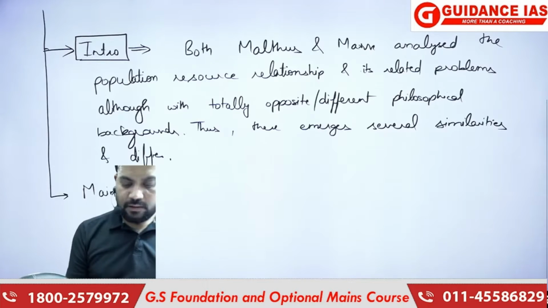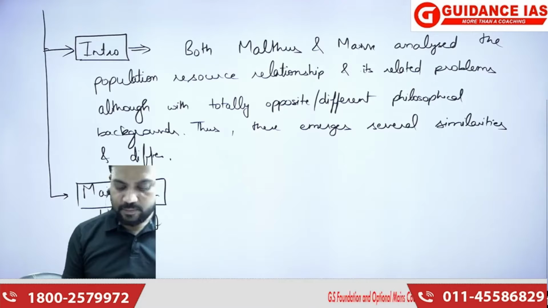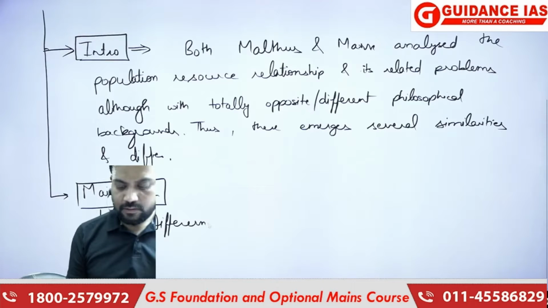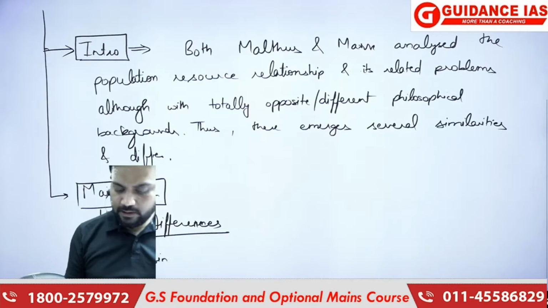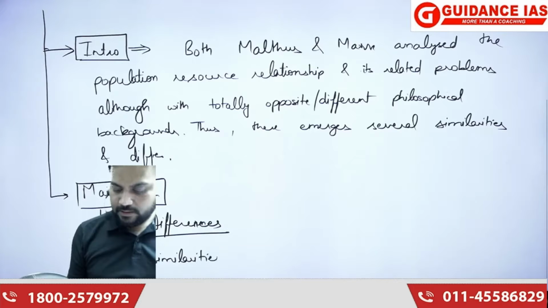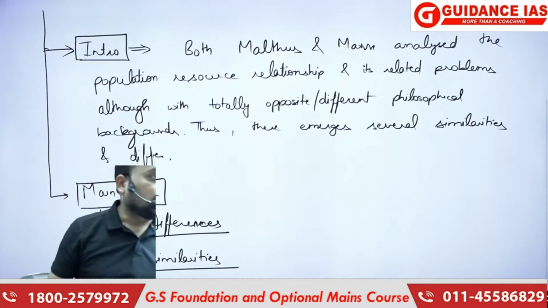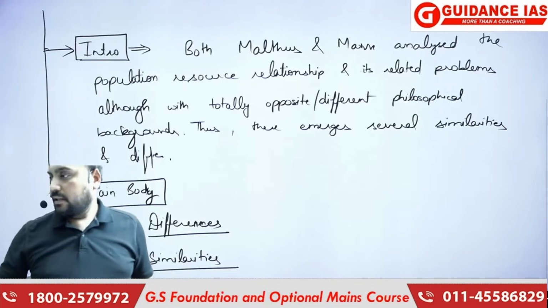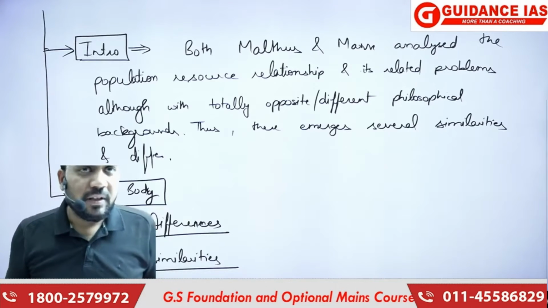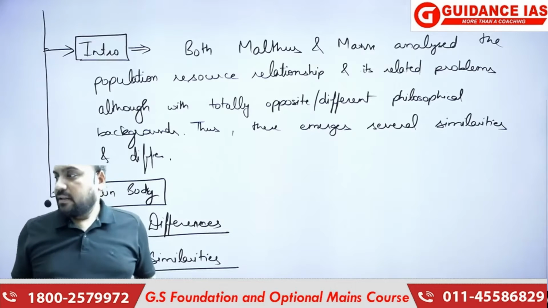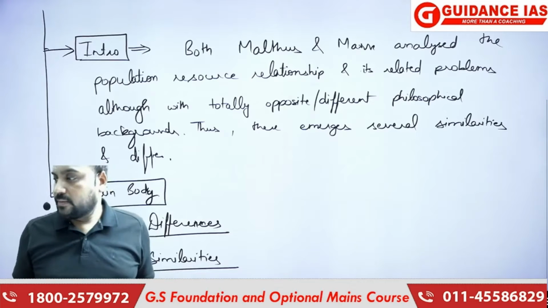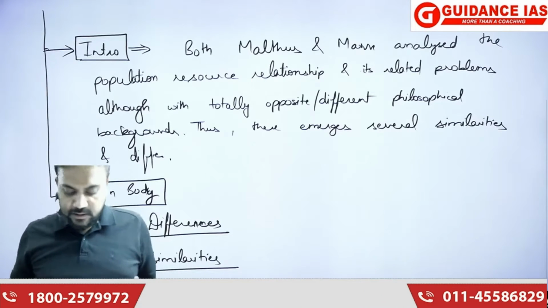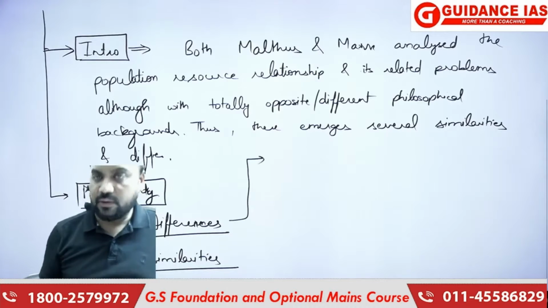From here, in this simple way of writing, when you are writing the main body, you will simply put a heading of the differences. Write the differences first, and then you will write the similarities. I know everyone has studied this part, differences and similarities, but still, for example, Marx criticized Malthus a lot, and a number of bases of criticism were there, and thus several differences also emerge in the theories.